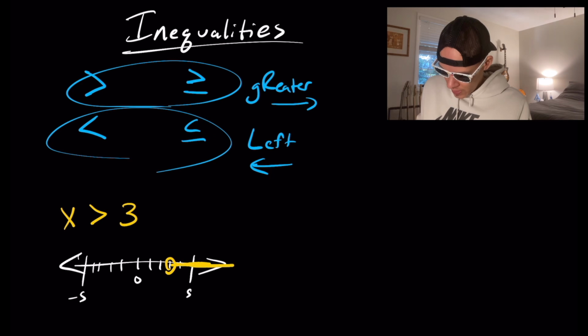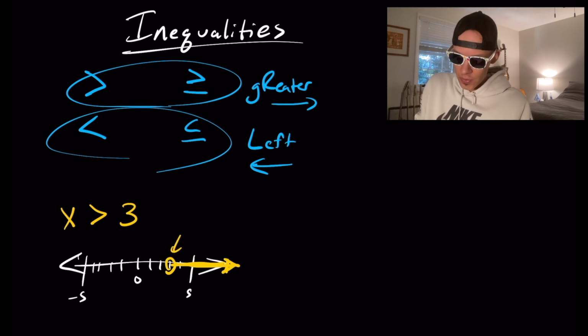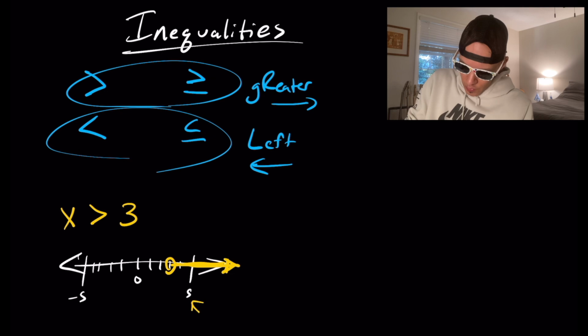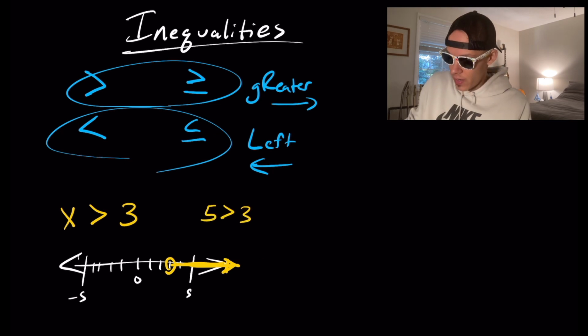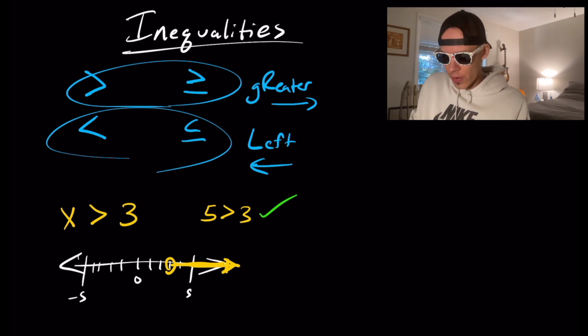So I'm just going to draw a line that goes to the right because this is greater than 3. Any number past that circle, any number greater than 3, is going to satisfy this equation. If we choose 5, for example, and I plug that in for x, I'll get 5 is greater than 3, which is a true statement. And you can pick any number that's greater than 3.